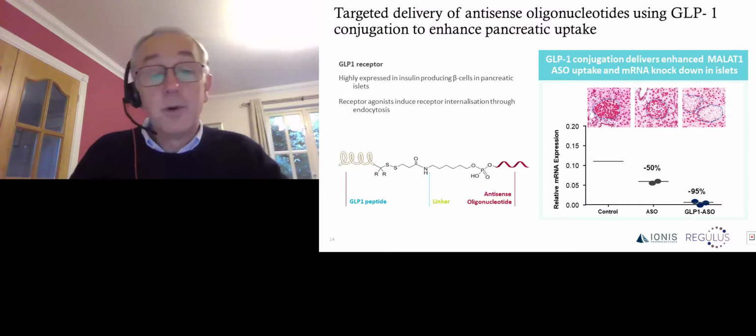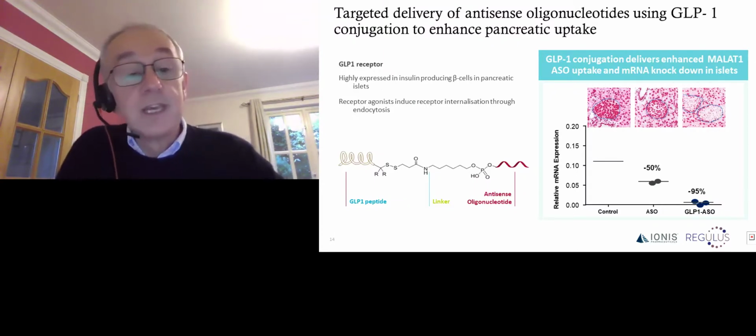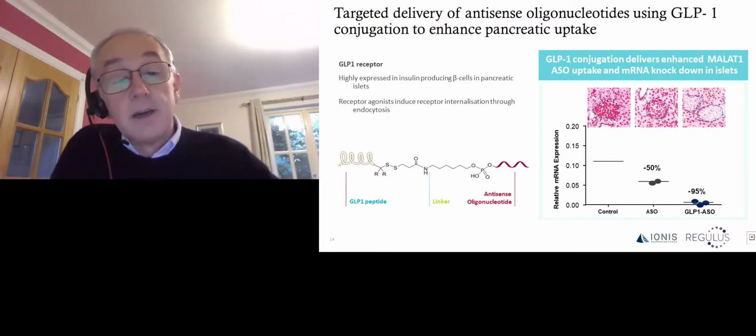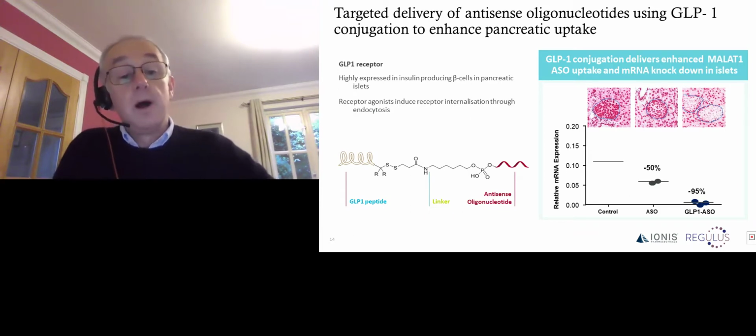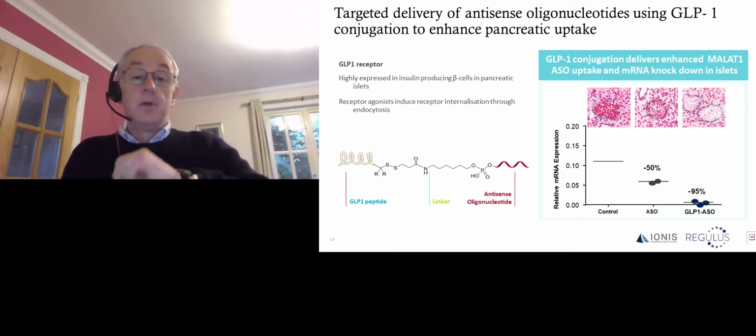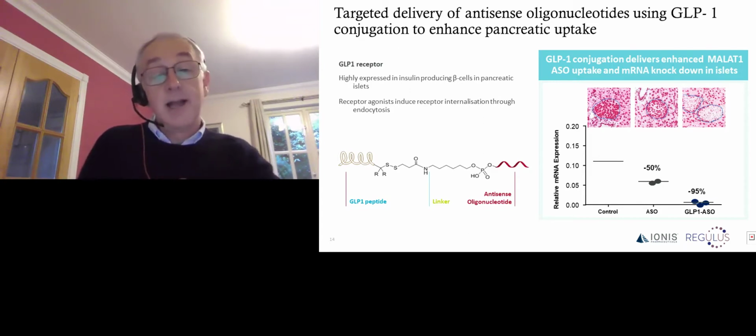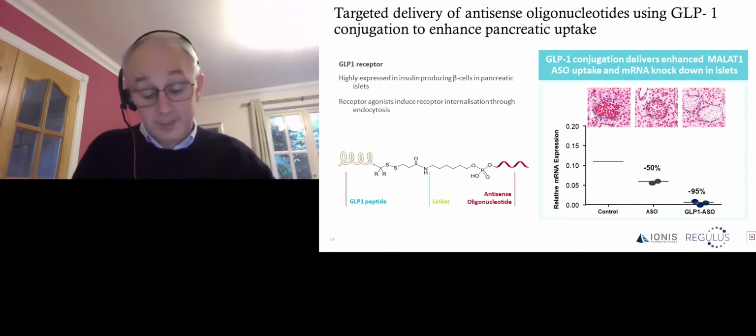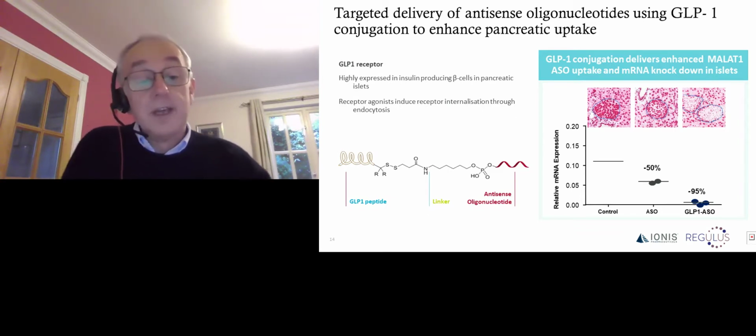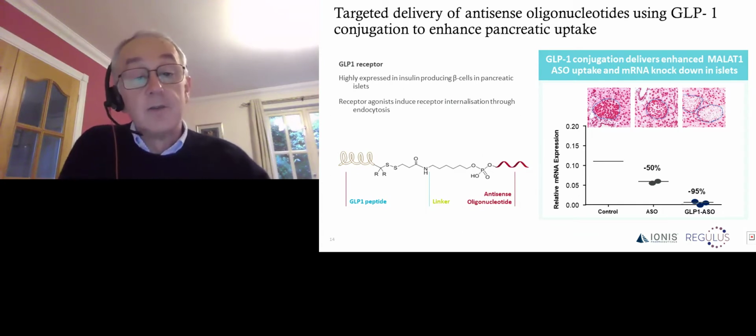And just to show you one example of the type of efficacy that we can see with these modalities, this is some data where we are looking to target antisense oligonucleotides to the pancreas for a number of indications, for a diabetes indication. What we've done here is take an oligonucleotide, and to facilitate uptake into the pancreas, we've conjugated it to a peptide with activity at the human GLP-1 receptor. This is a G protein coupled receptor that is expressed within pancreatic islet cells.